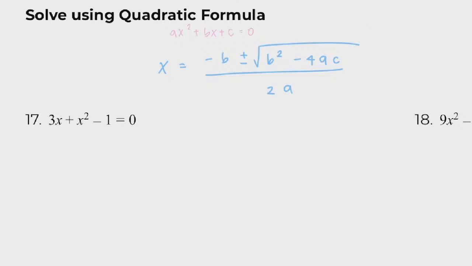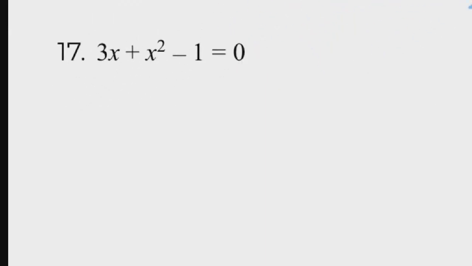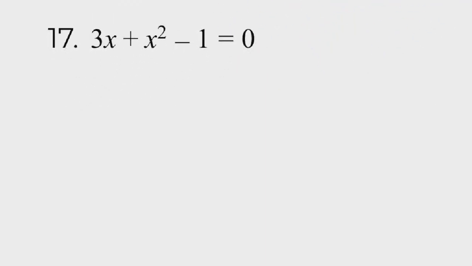So in this first problem, number 17, we have this in the right form because it equals 0 and everything is on the left. So we can find the a, b, and c values. A is going to equal 3, b is equal, we have to first rewrite this in standard form. So x squared plus 3x minus 1 equals 0. Okay, so a is going to equal 1, b is equal to 3, and c is equal to negative 1. Then we're just going to plug this into the quadratic formula.